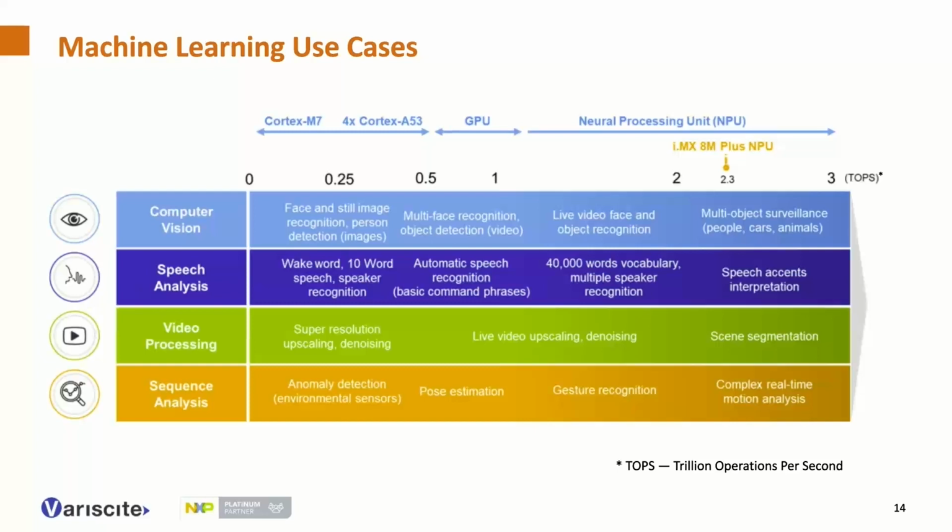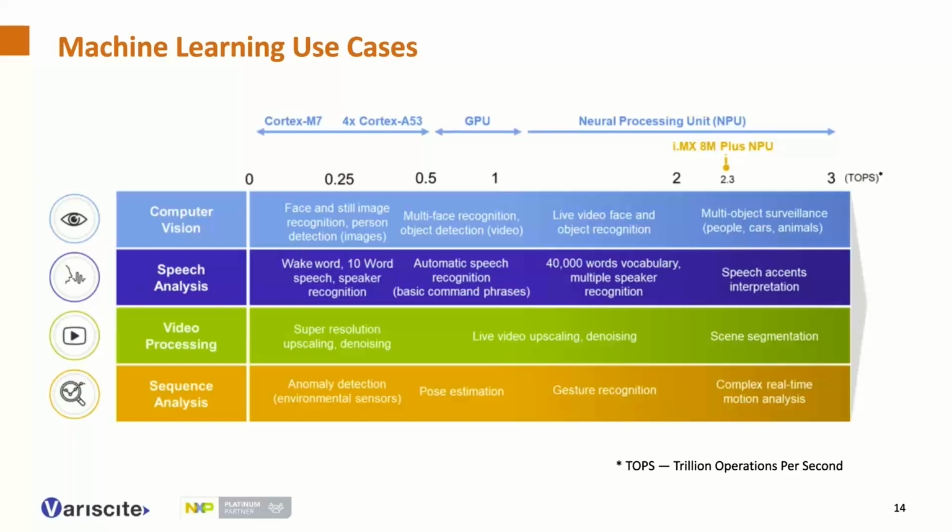Here is just a slide where we can have an idea of where we should use the NPU. So we have the Cortex M7, the A53, and the GPU. And for small things, we can use the GPU, which is 1 tera operations per second. But more than that, like speech, accents, interpretation, scene segmentation, gesture, it uses way more than 1 tera operations per second. And that's the point where the NPU comes in.